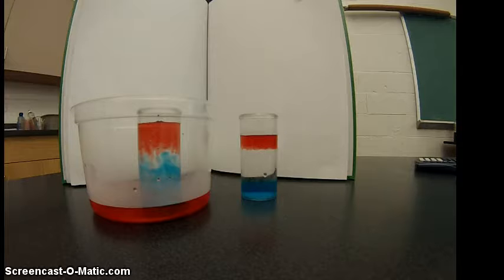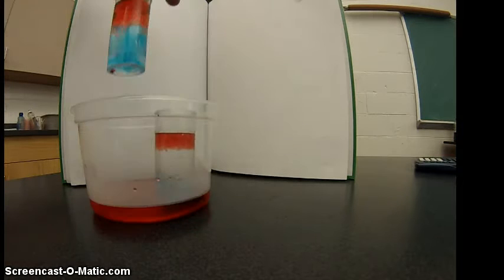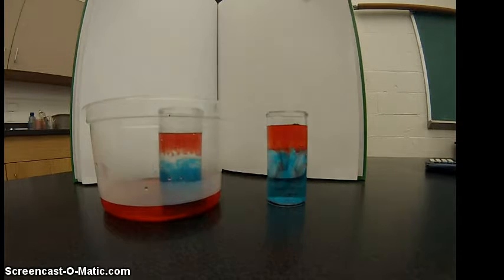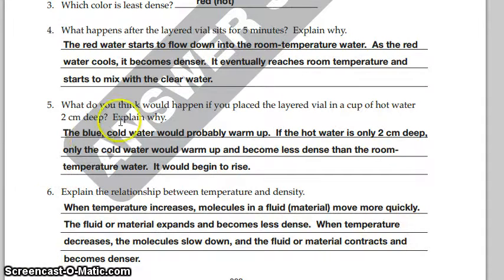And as this continues to warm up and rise, we can see more and more of that starts to warm up. And we can even see when I add the other one in there, we can watch this happen again. The blue cooler water will start to warm up and rise as we go through this. Again, looking back over the answers there, you can see that the blue cooler water will warm up and become less dense as it rises up and mixes with the room temperature water.